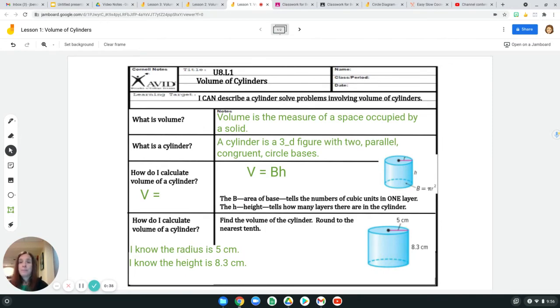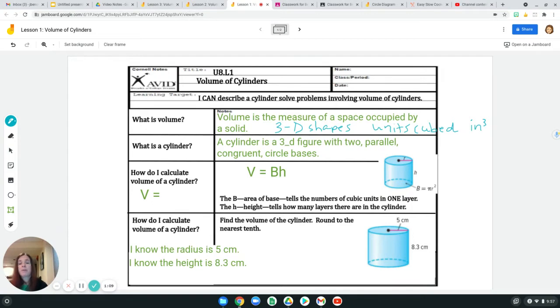So what is volume? Volume is the measure of a space occupied by a solid. Volume is for 3D shapes. And in volume, your units are what's called cubed. So if we're measuring something in inches, when you find that volume, the inside of that shape, it becomes inches with a little 3, inches cubed.